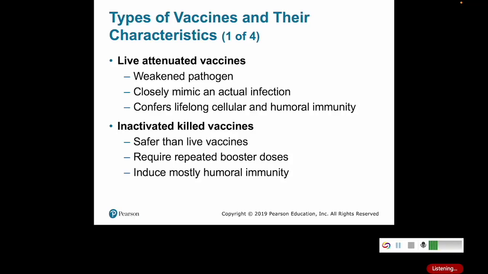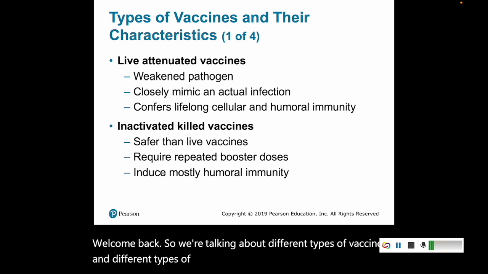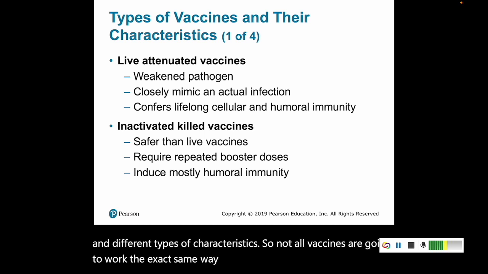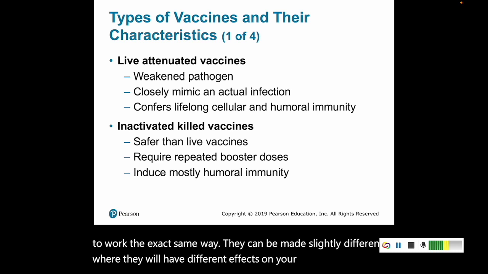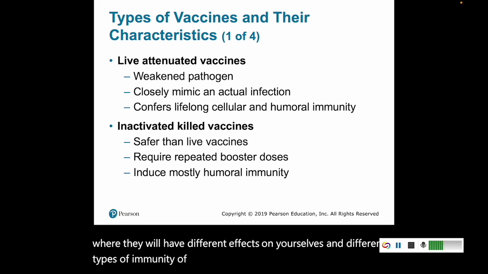Welcome back. So, we're talking about different types of vaccines and different types of characteristics. Not all vaccines are going to work the exact same way. They can be made slightly differently, where they will have different effects on your cells and different types of immunity that they'll evoke. The first type are live attenuated vaccines.